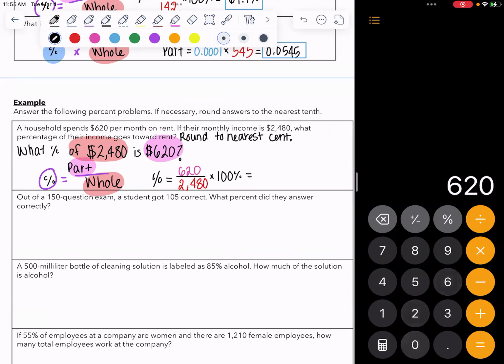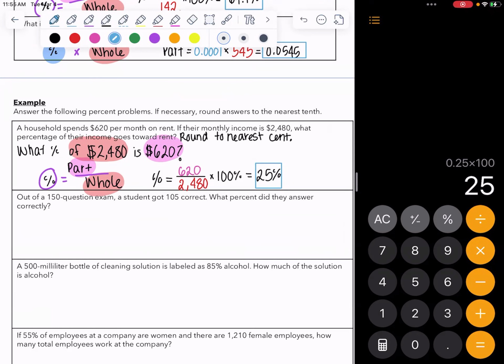So I have 620 divided by 2,480. I get 0.25, multiply by 100. That's 25%. 25% of their income is spent on their rent.